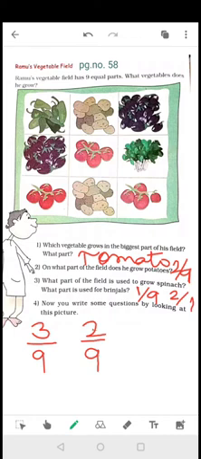Now, you write some questions by looking at this picture. You can make your own question and find out the answer.